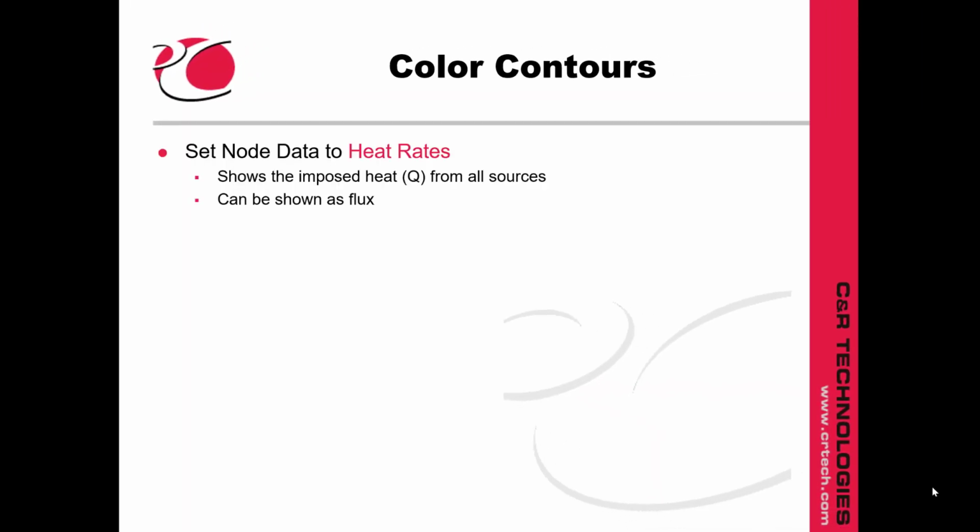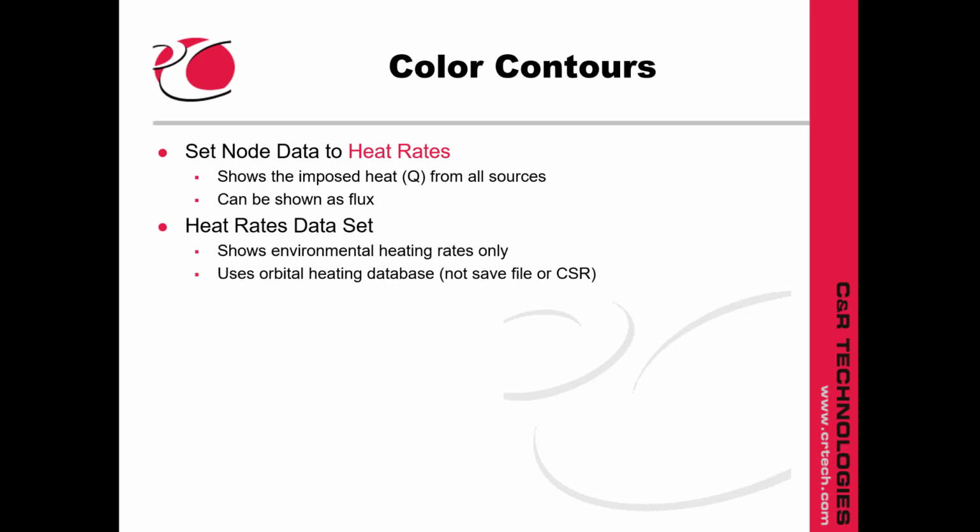Let's discuss the color contours. The first thing you can do is set node data to heat rates. This will show the imposed heat Q from all sources, and you can also set it as a flux. Or you can create a new type of data set, heat rates. If you set a heat rate data set, it will show the environmental heating rates only. This uses the orbital heating database, so not the save file or the CSR. Please note that if you have some logic that switches between different orbit heating rates, it won't be captured by this.